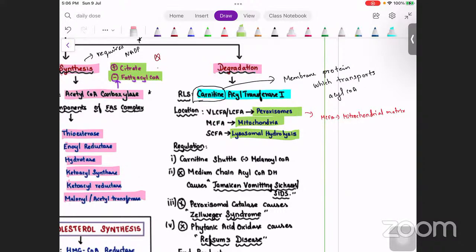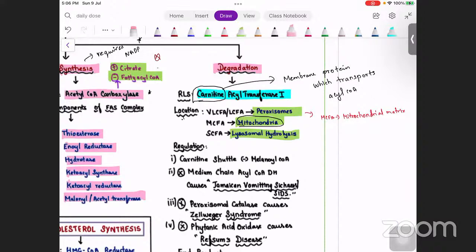And what is the location of your fatty acid degradation? Very long chain fatty acid and long chain fatty acid, it is peroxisomes. Medium chain, it is mitochondria. And short chain, it is lysosomal hydrolysis. Okay. If they are asking you in general, where does the beta oxidation of fatty acid take place, and they are not giving you whether it is a long chain fatty acid or a medium chain fatty acid, then your option is going to be mitochondria. So if they ask you the location of beta oxidation of fatty acid, the main option is your mitochondria.